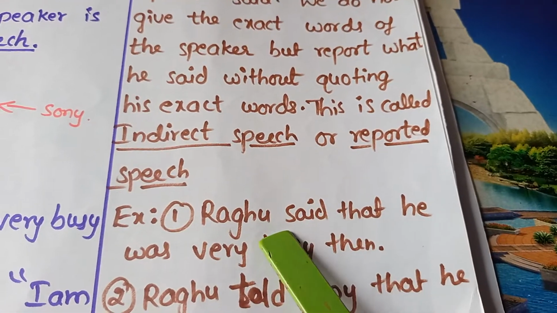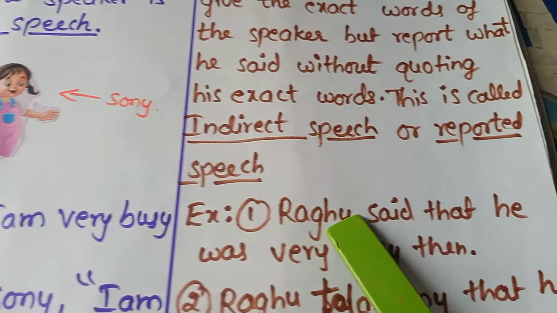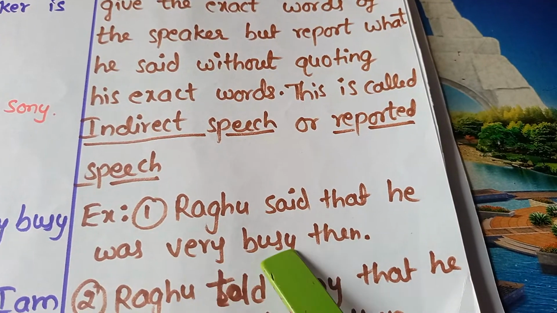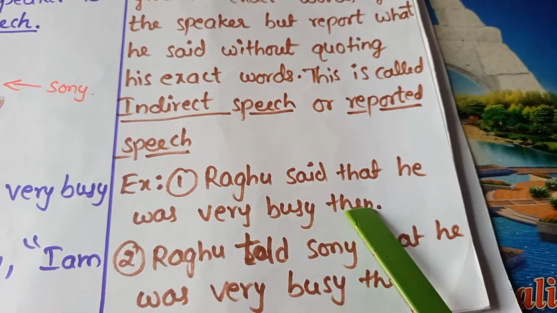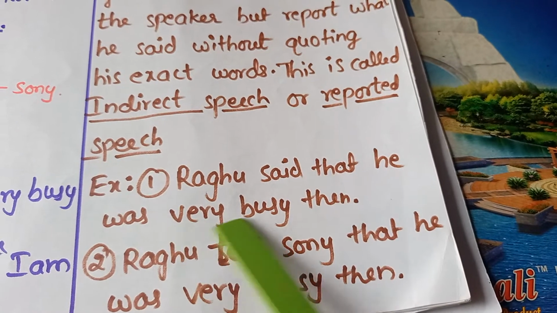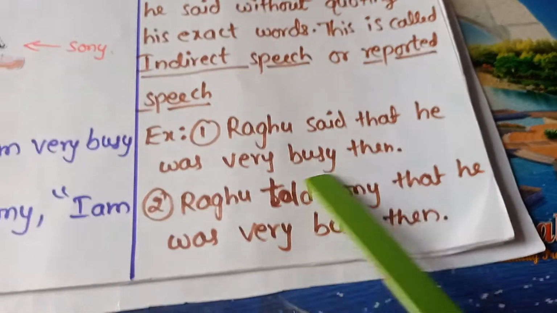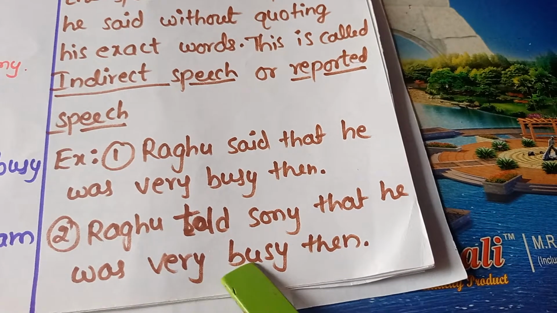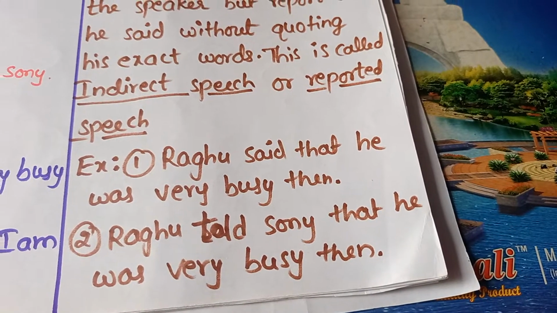The indirect form for this direct form is: Raghu said that he was very busy then. Here, the direct words spoken by the speaker are not given. Next, the second model is: Raghu told Sony that he was very busy then.